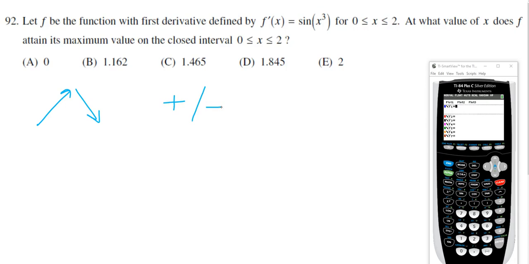So let's go ahead and graph f prime. Again, think of this like you would a graphical FRQ. So sine of x cubed, physics people, make sure you're in radians. And then I'm also going to graph y equals 0. We're going to set our window to go from 0 to 2 on the x's, and then I just need to know where it crosses from positive to negative. So let's just go negative 2 to 2 on the y's. Graph.